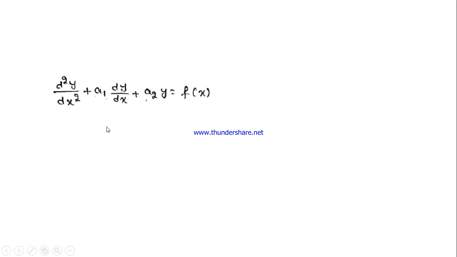I hope you people can recognize this differential equation. It is a non-homogeneous linear differential equation with constant coefficients a1 and a2. And we know its general solution is given by y equal to complementary function plus particular integral. We know how to find the auxiliary equation and find the roots. Looking at the nature, we are supposed to write the complementary function. And for the particular integral, we have learned three cases.